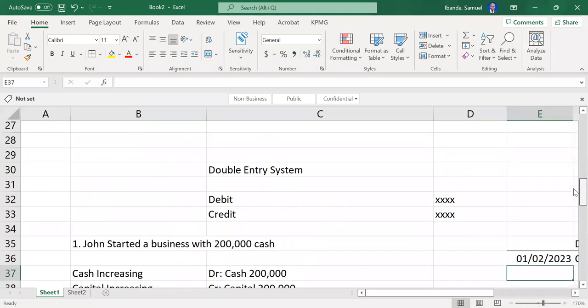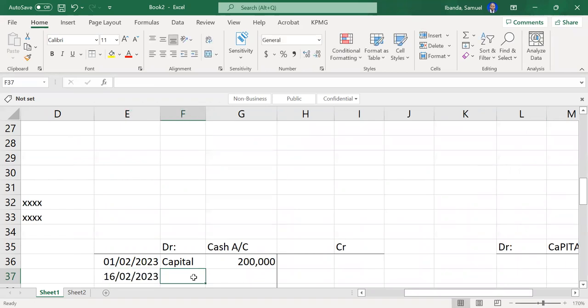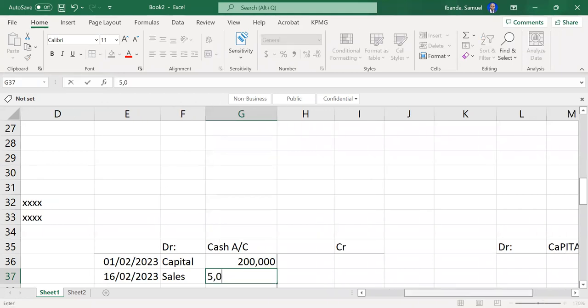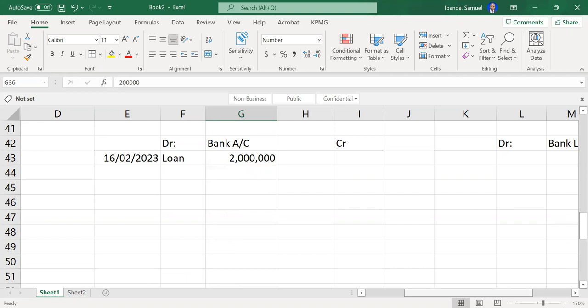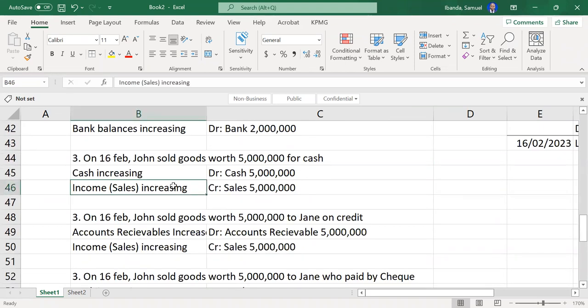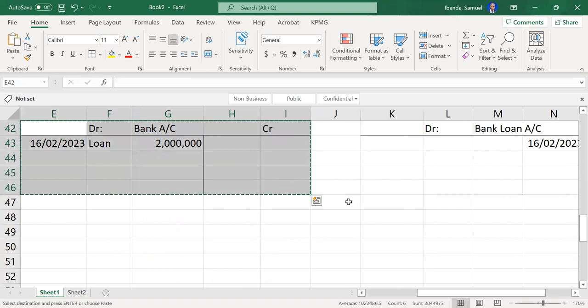This date is still 16th. So I'll just come here and say 16th of 02, 2023. I'll record sales worth 5 million. So if that is what I have, since I already have my cash account, I will just do that. But remember, for me to complete double entry, I need to have what is called a sales account. I need to have what I refer to as a sales account. So I'll come and drop my sales account. I'll just borrow a leaf here and draw up my sales account.